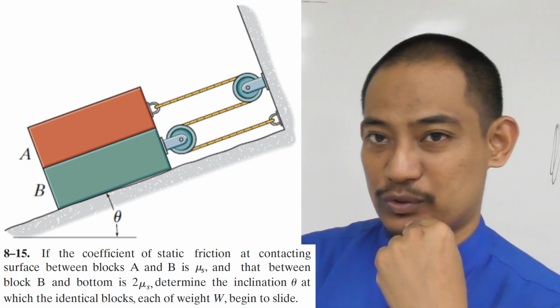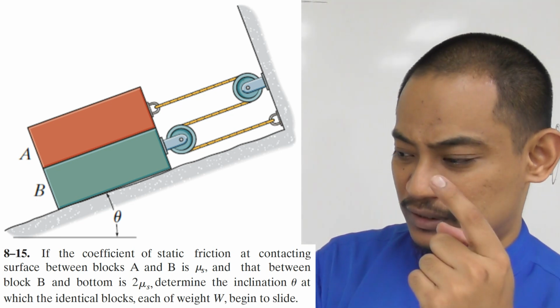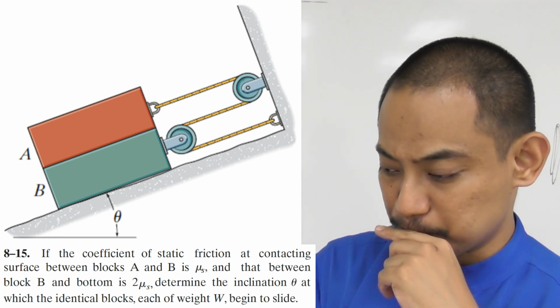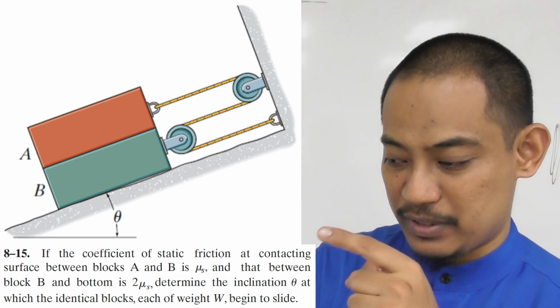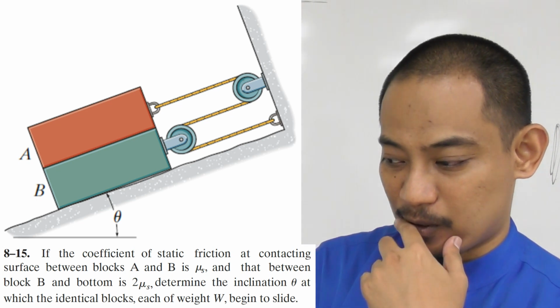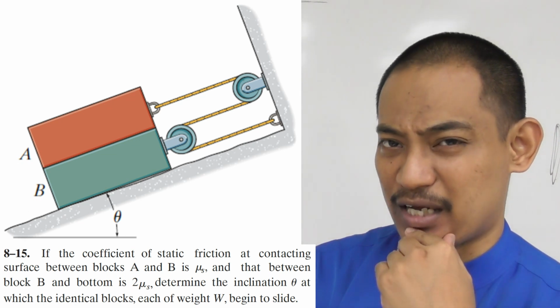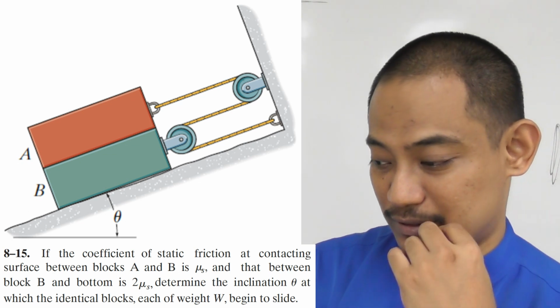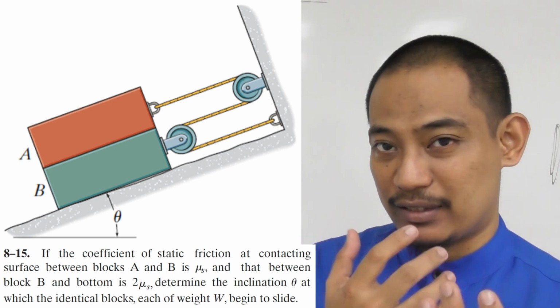How do we know which one it is? Is there any logical way to understand this? If you see, the friction between A and B is mu s, but the friction between B and the ground is 2 mu s. So that means the friction down there is much higher. So what does that mean? Can we think of something there?